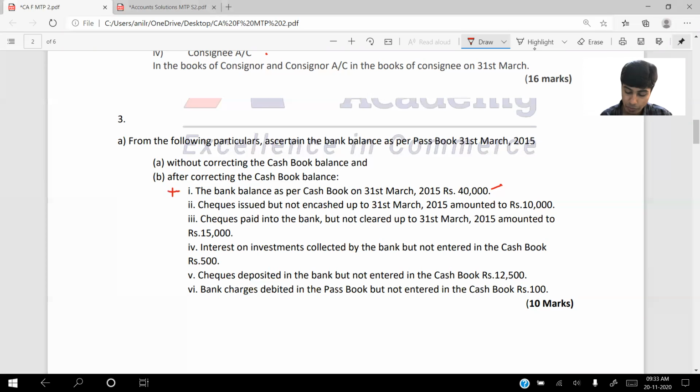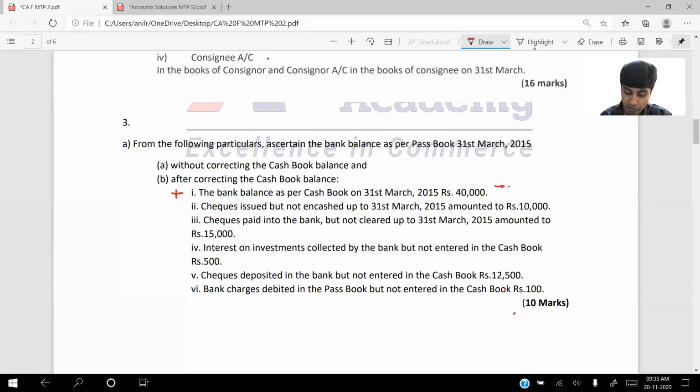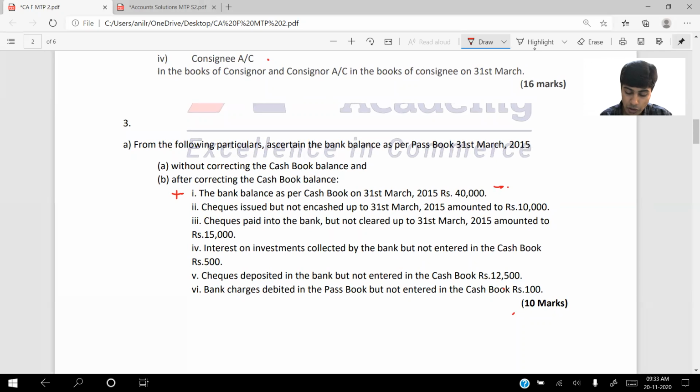But another important point is this is a timing difference. What difference is this? Timing difference, meaning this is arising only because of the time. Once those checks are issued and cleared, this difference will not be there anymore. Perfect. Next one, checks issued but not. Oh, I would have to write a little below. Timing difference and plus also will come here.